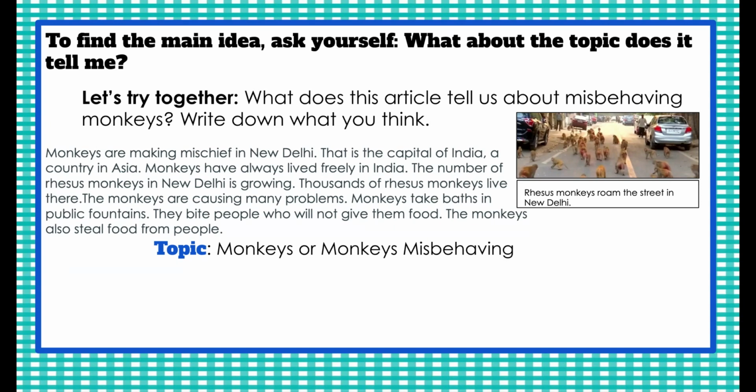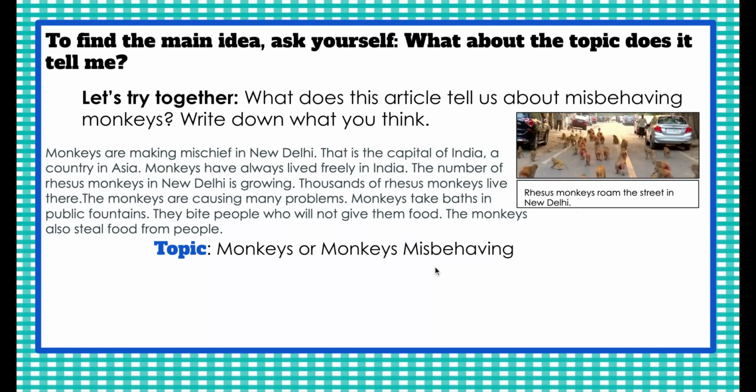Monkeys are making mischief in New Delhi. That is the capital of India, a country in Asia. Monkeys have always lived freely in India. The number of rhesus monkeys in New Delhi is growing. Thousands of rhesus monkeys live there. The monkeys are causing many problems. Monkeys take baths in public fountains. They bite people who will not give them food. The monkeys also steal food from people. When I look at the picture, the caption says, rhesus monkeys roam the street in New Delhi.